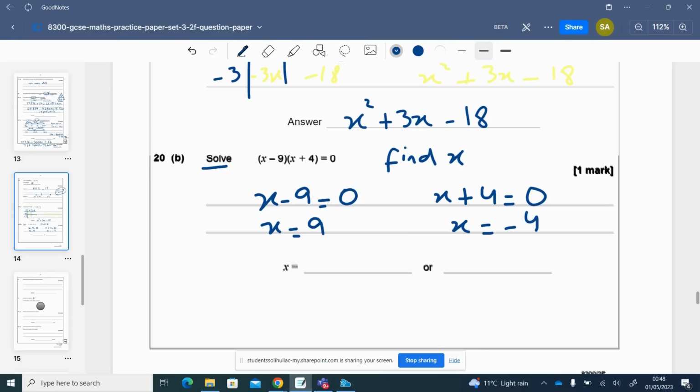So if I put the value of 9 in this equation here, that gives you 9 minus 9, which is 0, and that actually makes this equation true. Or if you put minus 4 in this equation, minus 4 plus 4, that again gives you 0, which makes the equation true. So x can be 9 or x can be minus 4.